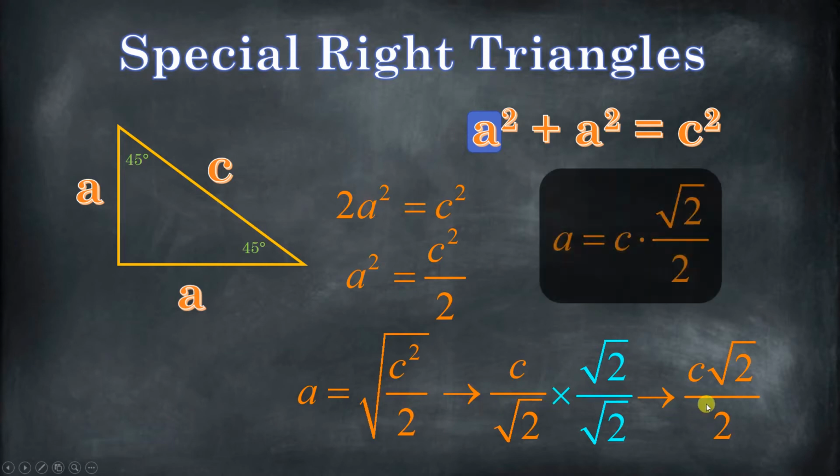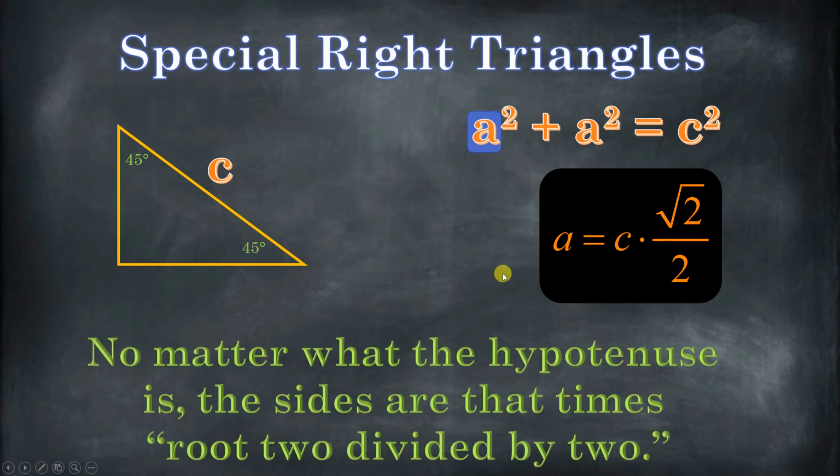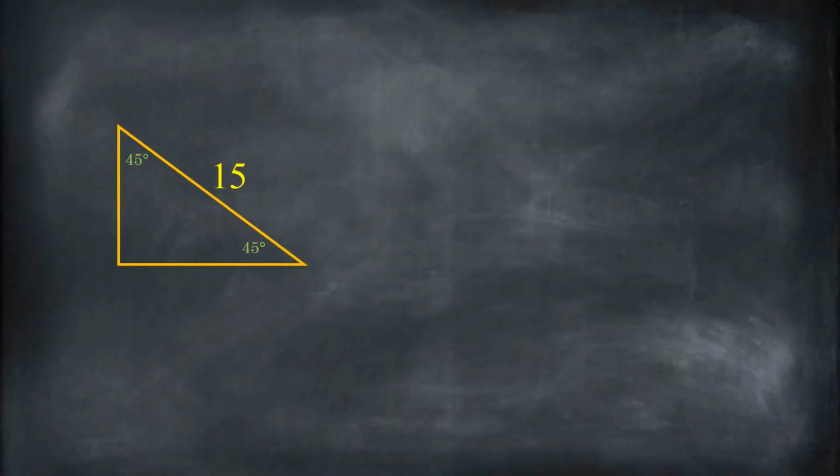Same exact value. So what we end up with is that the leg, the short side, is equal to the hypotenuse times the square root of 2 over 2. And it doesn't matter how big or how small that triangle is. No matter what the hypotenuse is, the legs are that number times the square root of 2 divided by 2. So if we had an isosceles right triangle and the hypotenuse was 15, then the legs would be 15 times the square root of 2 divided by 2 each.